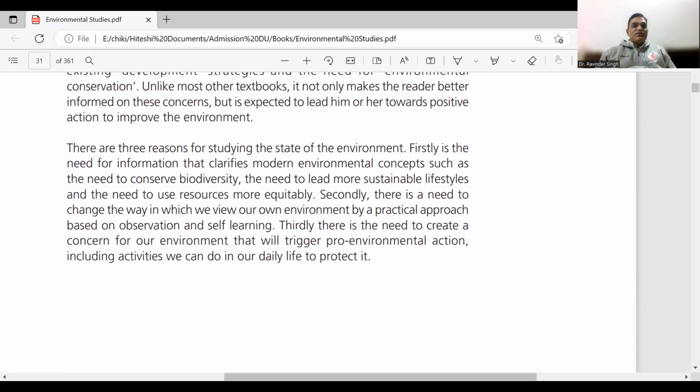There are three reasons for studying the state of environment. Firstly, is the need for information that clarifies modern environmental concepts such as the need to conserve biodiversity, the need to lead more sustainable lifestyles, and the need to use resources more equitably. Secondly, there is a need to change the way in which we view our own environment by a practical approach based on observation and self learning. Thirdly, there is the need to create a concern for the environment that will trigger pro environmental action, including activities we can do in our daily life to protect it.